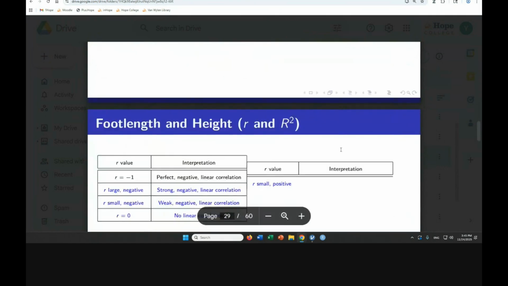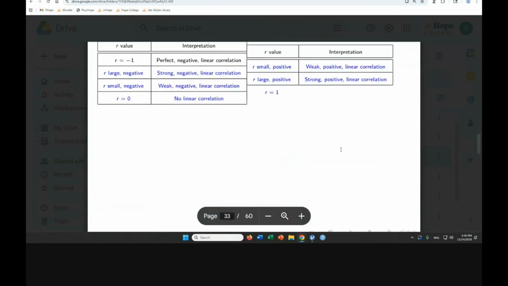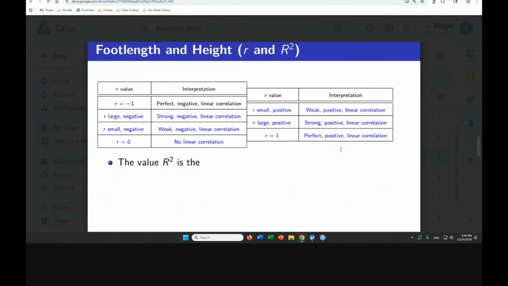Okay, what about R is small and positive? This should be quite easy. As you start leaving 0 and going towards 1, you can give an example. R is 0.2, something small but positive. What do you think the interpretation will be? Weak positive linear correlation. That's right. And I think we'll just speed up over the rest. And we've already answered the one where R is 1. You have perfect positive linear correlation.